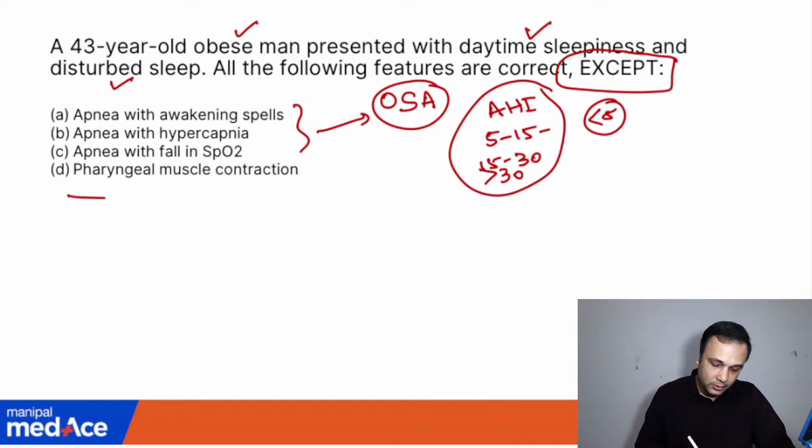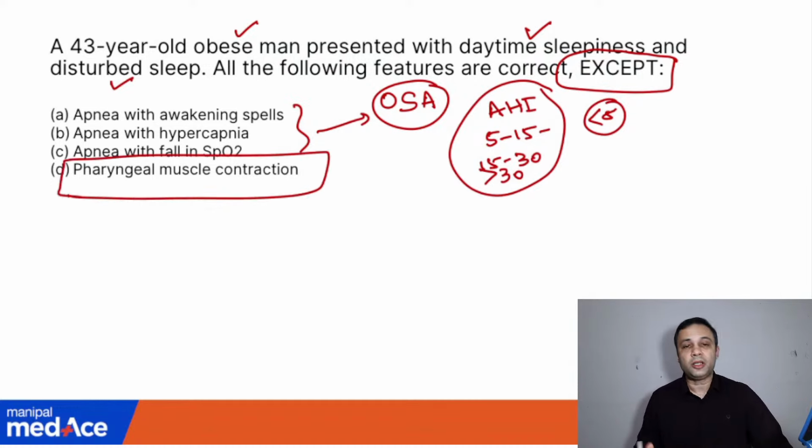Now let's come to the fourth option. During sleep, what happens? The muscles relax, right? So pharyngeal muscle contraction itself is ruled out as an option. The pharyngeal muscles relax, the palatal muscles relax, the retropharyngeal soft tissue comes in front, the palate goes behind, the tongue falls behind, and because of this there is snoring in a patient with obstructive sleep apnea. They can have a single level obstruction or multi-level obstruction.